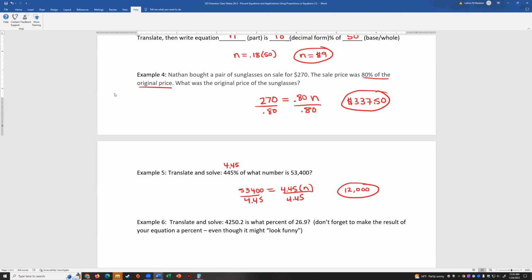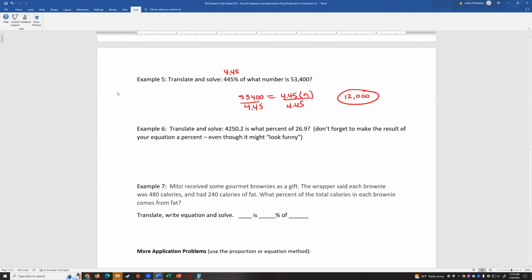Okay. Then if we look at example 6, this is the first time we're looking for the percentages. So sometimes these are going to look funny because we have to remember to convert it to a percent at the end. So if you don't remember to convert it to a percent at the end, you will get these wrong.